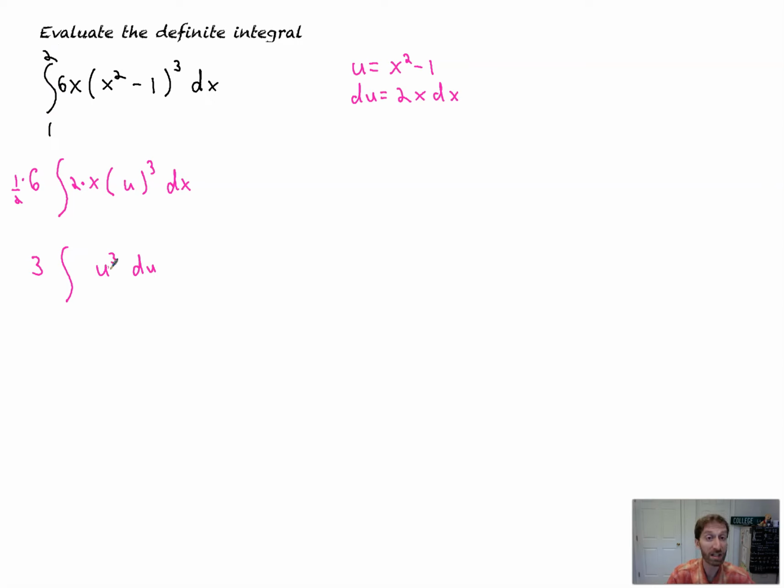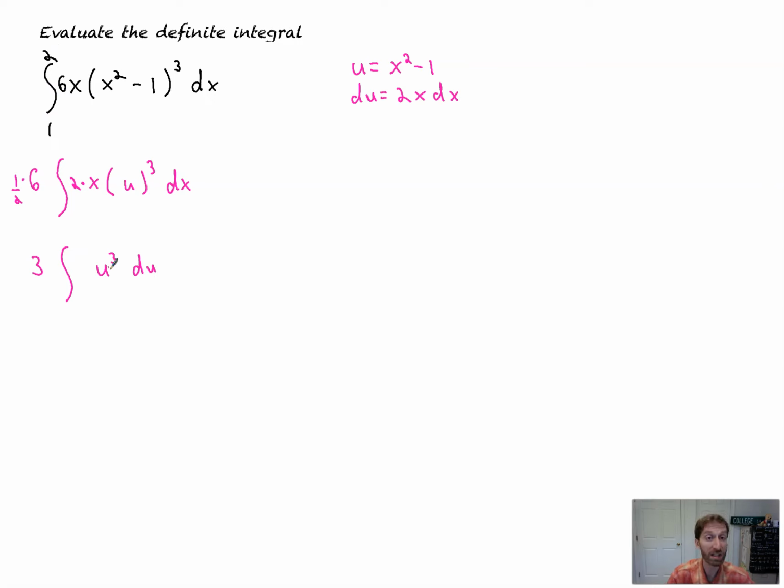And because we don't need to rewrite this in terms of x, because we're just looking for one definite value, these are u values. I can plug them directly into my answer with the first fundamental theorem of calculus. So you've got 3/4 u to the 4th. That's going to be 3/4 times 3 to the 4th minus 3/4 times 0 to the 4th. Just plug in an upper bound minus lower bound like normal.